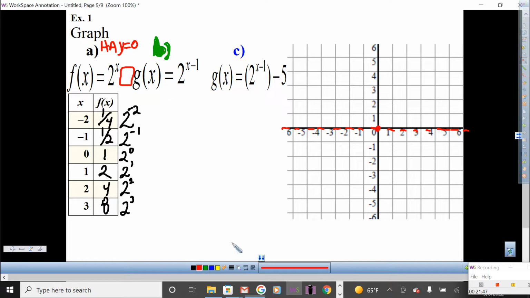Next, let's plot these points. Here we go. -2, 1/4. -1, 1/2. 0, 1. Make this one bolder. I'll tell you why right now. 1, 2. Make that one bolder. 2, 4. Make that one bolder. And 3, 8, which is somewhere over here.